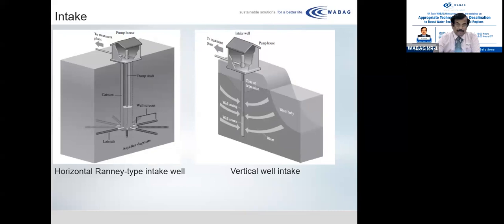This is not suitable for a clay type area or silty area, and where there is even backfilling done in those areas, we cannot have such well arrangements. And in Malta, these Ranney type well arrangements have been used for a capacity up to 56,000 meter cube per day.